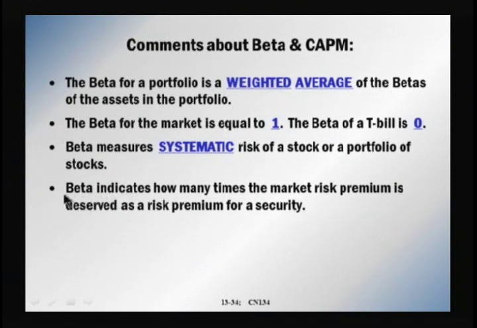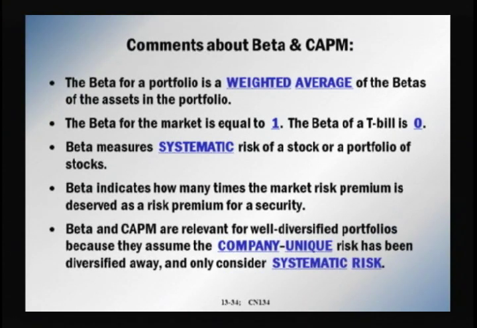Per the CAPM equation, beta tells us how many times the market risk premium is deserved by a stock for its own risk premium. So beta tells us how many times the market risk premium is deserved as the risk premium for a particular stock.